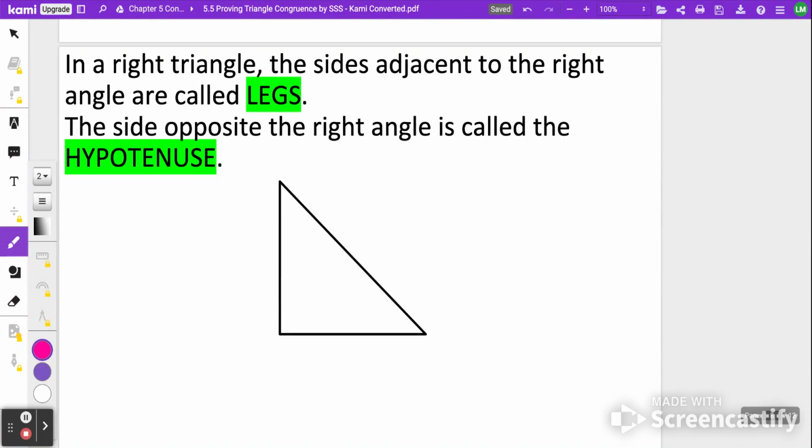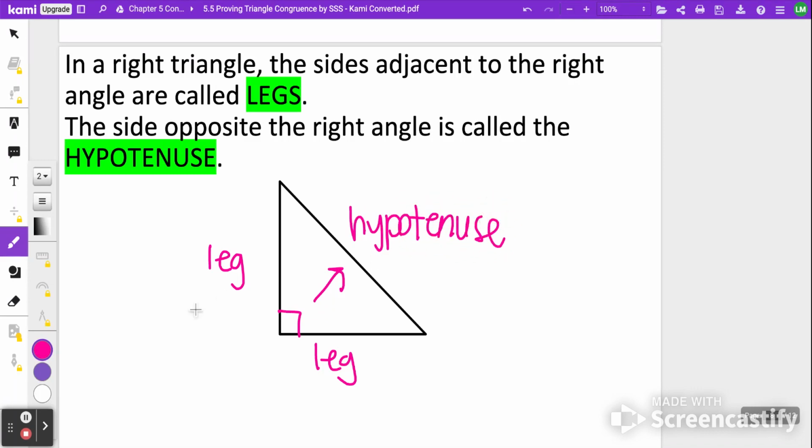In a right triangle, we have two things that we're going to look at first. The sides that are adjacent to the right angle are called legs. Adjacent just means right next to. So this is a leg, and this is a leg. And the side opposite the right angle, which is the longest side, is called the hypotenuse. What we're going to do is use this information and apply it to the hypotenuse leg congruence theorem.